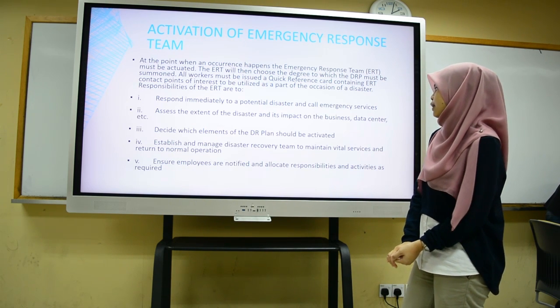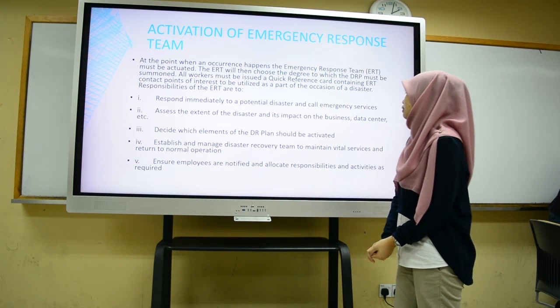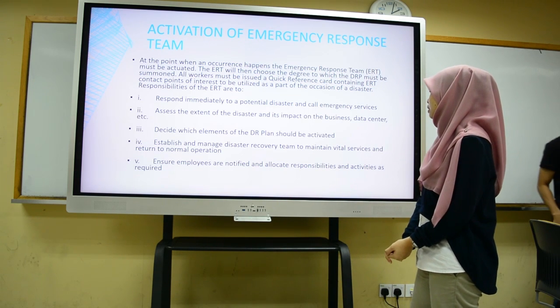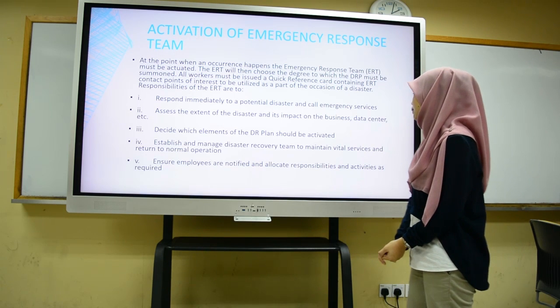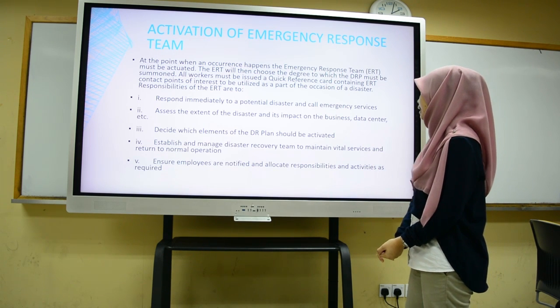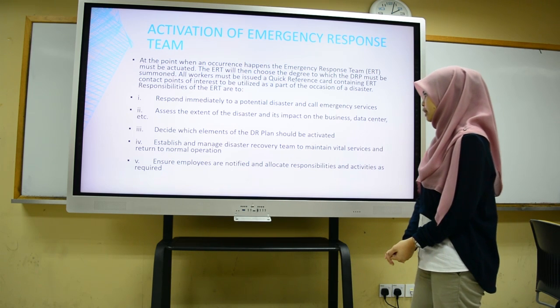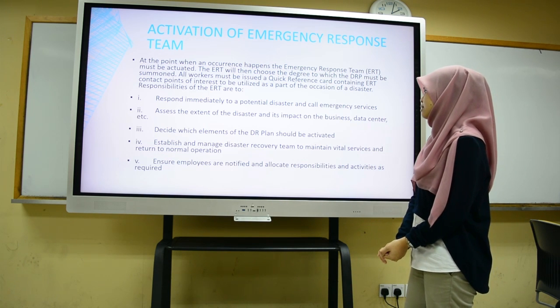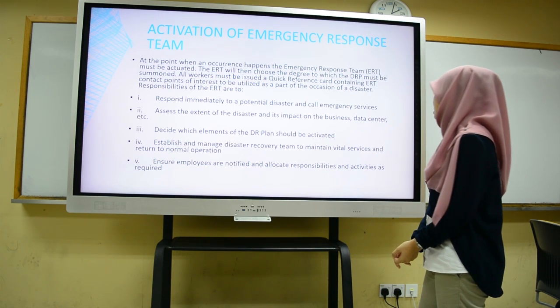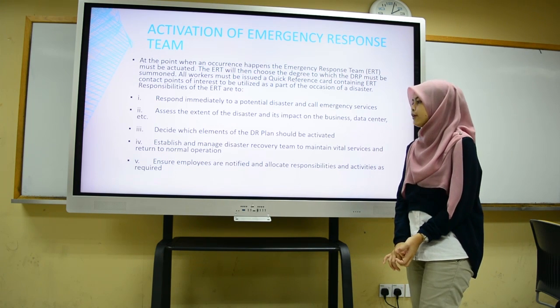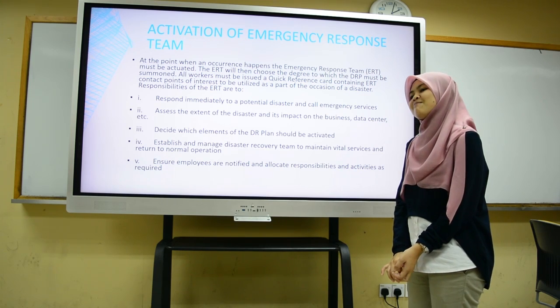Third, they decide which element of the DR plan should be activated. Fourth, establish and manage the disaster recovery team to maintain vital services and return to normal operation. Fifth, ensure employees are notified and allocate responsibility and activities as required. Next.